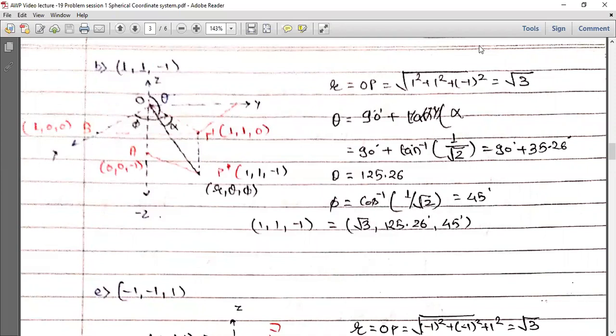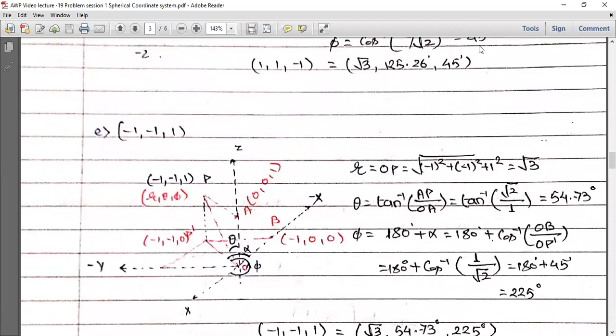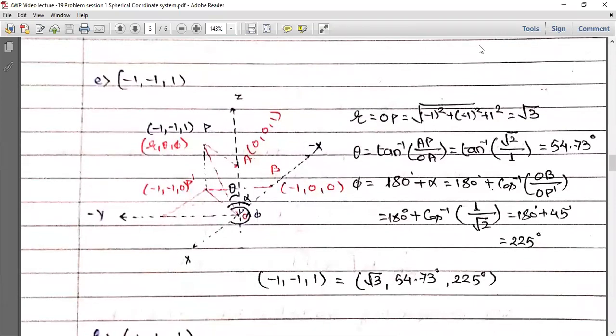Okay, so the next point for which we are going to find the spherical coordinates is the point (-1, -1, 1). As you can see, the point has x negative, y negative, and only z is positive. So x negative means in this particular portion x is negative, y is negative, and z is positive. So point P is somewhere here. So (-1, -1, 1), and we follow the same procedure.